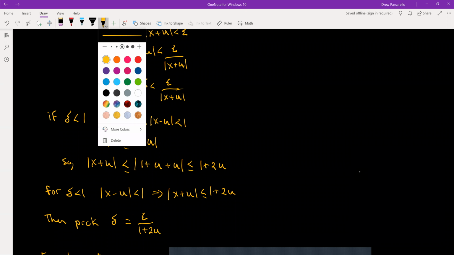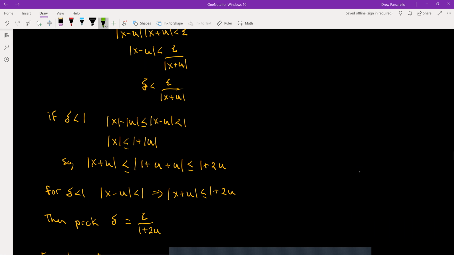So there we have, since we have this relationship, then for here, we have that the absolute value of x plus u is less than or equal to the absolute value of 1 plus u, since we know x is less than or equal to 1 plus the absolute value of u. So that is less than or equal to the absolute value of 1 plus u, then plus u, which is going to be less than or equal to 1 plus 2u.